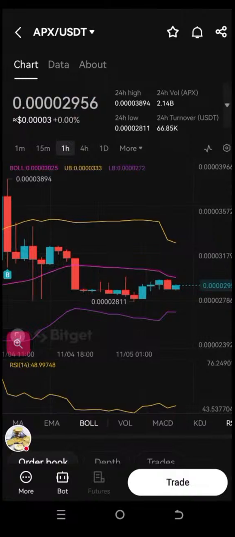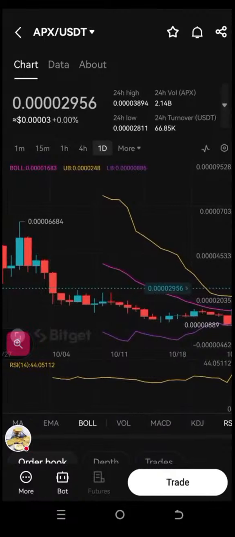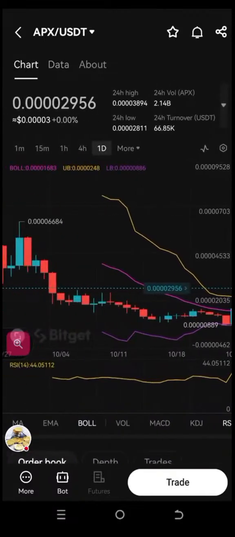But anyways, look at it. This is a new coin. Let me put one day here to show you something. Is it a new coin? No, it's not actually a new coin. APX is not exactly. Is it a new coin?